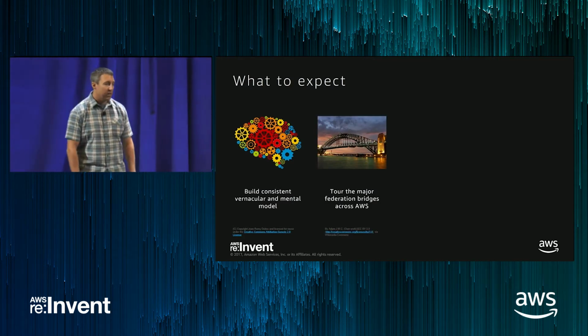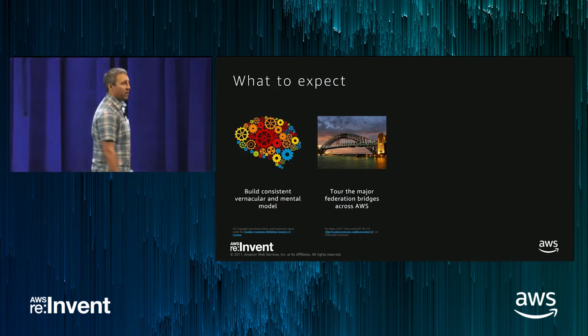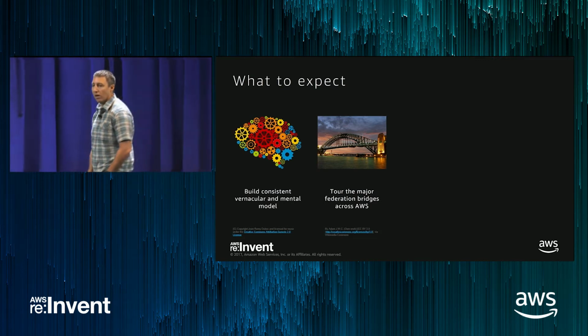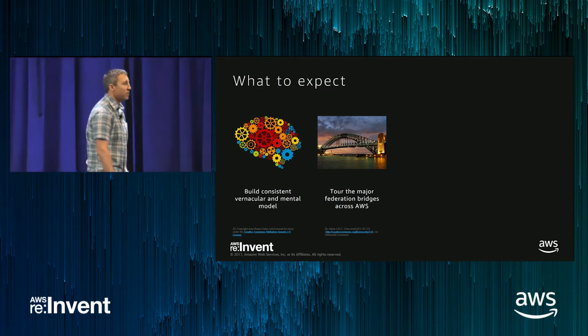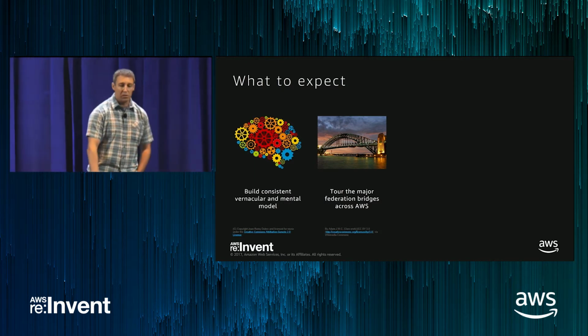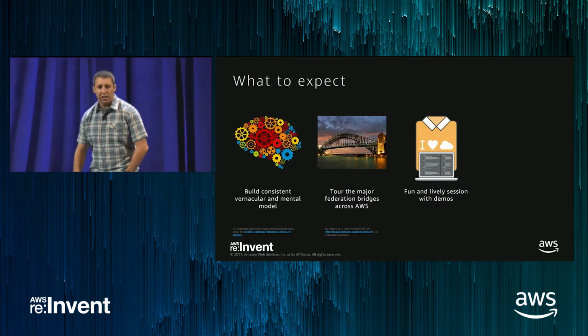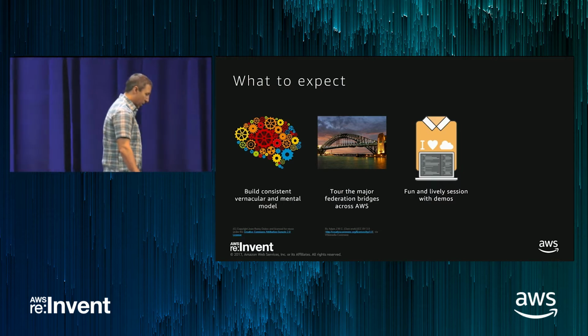Then I'm going to take you across what I call a tour of the major federation bridges around AWS. We'll get into why as we go through the talk today, but there are a number of different mechanisms for federating identities into AWS, and we're going to go through a whirlwind tour of all of them. Along the way, I'm going to give you hopefully a fun and lively session with lots of good demos and links to go away from.